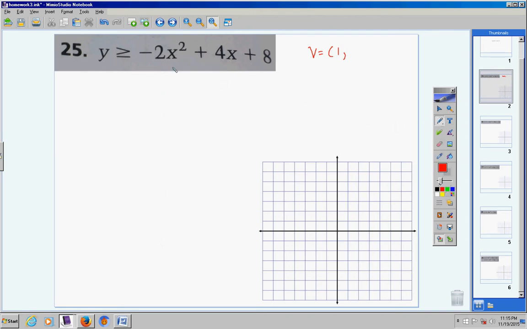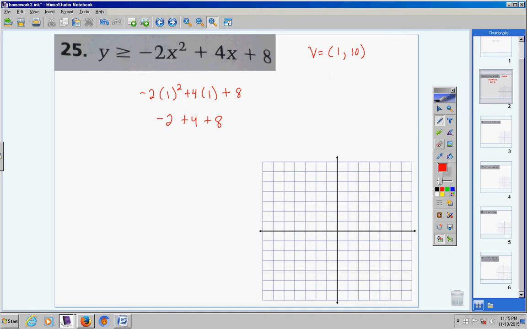So, let's put 1 in for x. So negative 2 times 1 squared, positive 4 times 1, positive 8. 1 times 1 is 1 times negative 2 is negative 2. 4 times 1 is 4. Bring down your positive 8. 12 minus 2 is 10. So my other value, the y value of my vertex, is 10.